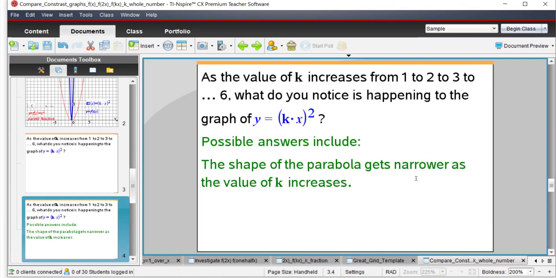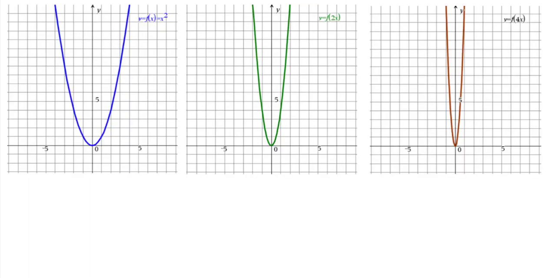The shape of the parabola gets narrower as the value of k increases. As we did before, let's look at the graphs of these side by side. Y equals x squared, y equals the quantity of 2x squared, and I skipped 3 and went to y equals the quantity of 4x squared.